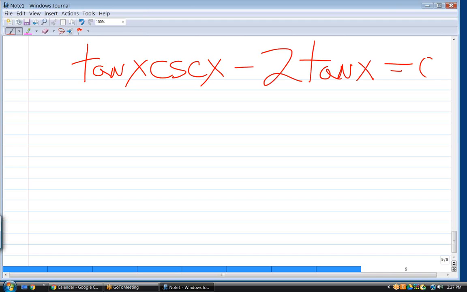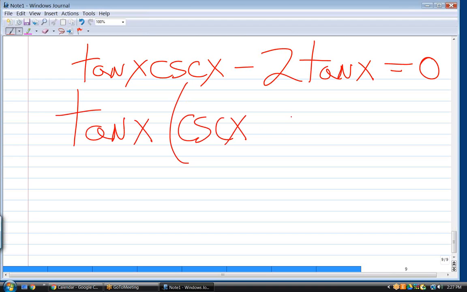Okay. Well, what are we going to do here first thing? Factor out tangent. Yep. In other words, we're going to make it the product of two things. Once we make it the product of two things, then we can solve it. As long as we have two things being subtracted equal to 0, we can't solve it. But if we get the product of two things, we can solve it.